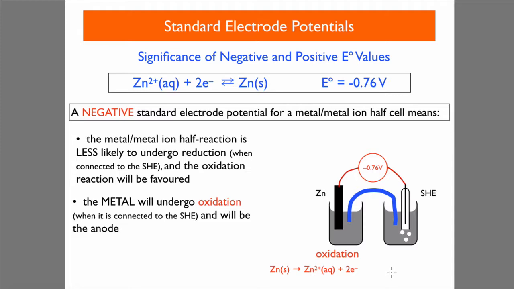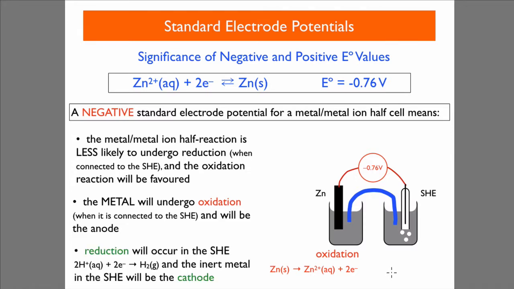So oxidation is going to happen with the zinc, and reduction will occur in the SHE as hydrogen gas is formed, and the inert metal in the SHE will be the cathode. You see hydrogen gas being formed at the platinum, and the electrons will be moving from the zinc over to the SHE in this case.